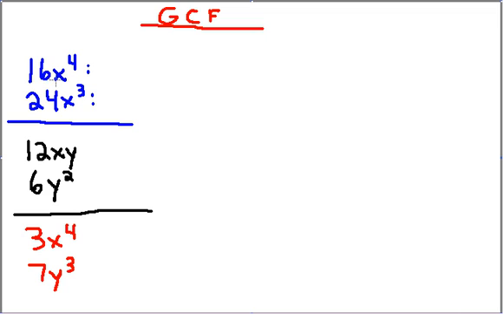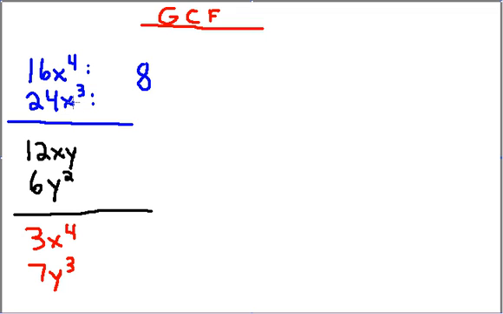Our coefficient for the first monomial is 16. Our coefficient for the second one is 24. What is the greatest common factor of 16 and 24? Well, the greatest common factor is 8. Now that we've found the greatest common factor for the coefficients, we now go to the variable. We have x to the fourth, and we have x to the third.